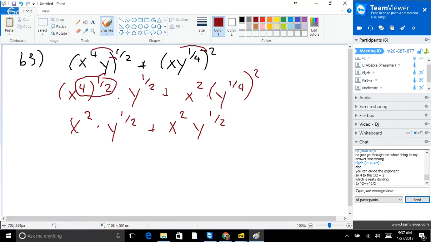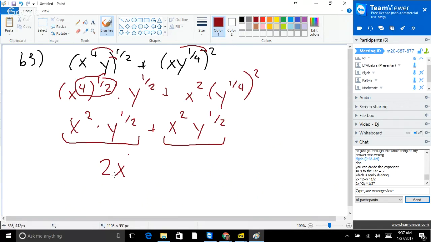Okay, so now we actually have the same terms. Somehow that worked. x squared y to the 1/2 plus x squared y to the 1/2. Don't forget all of your rules here, right? We're just really adding the coefficients here. So we really have 2 x squared y to the 1/2.